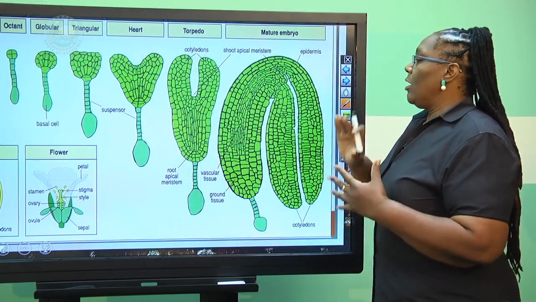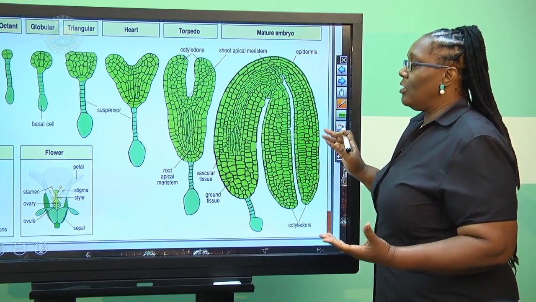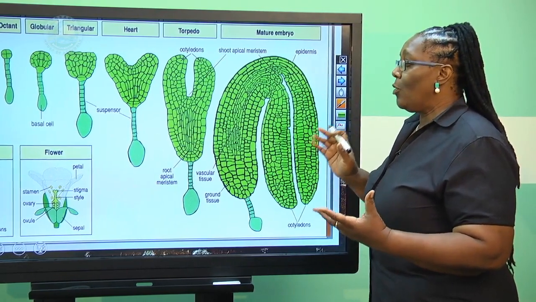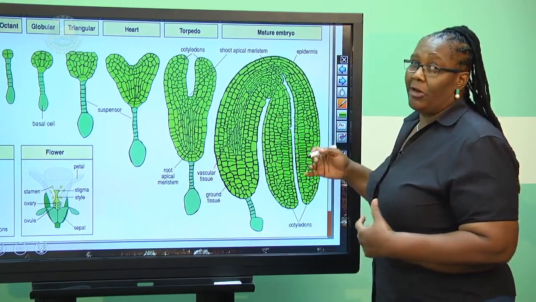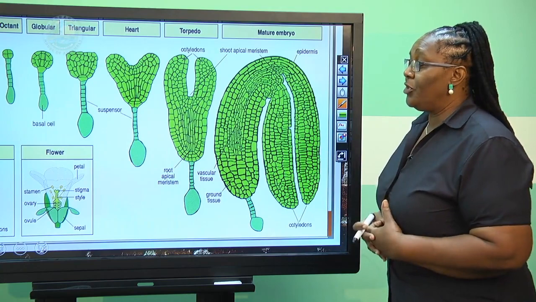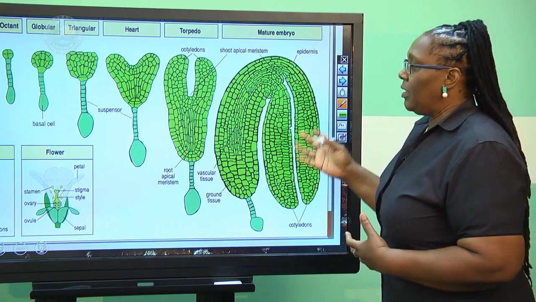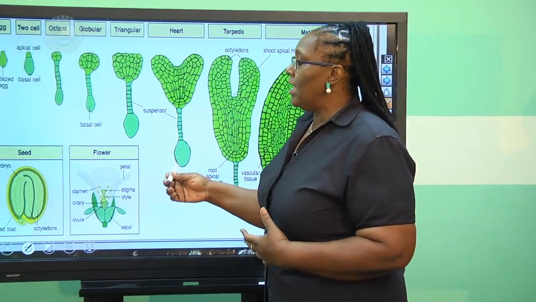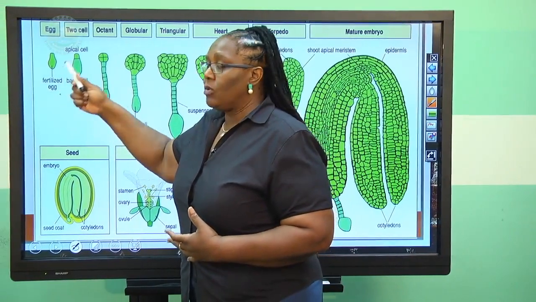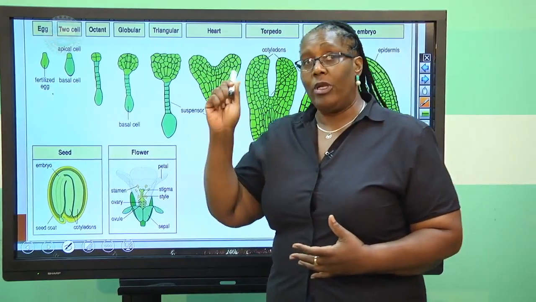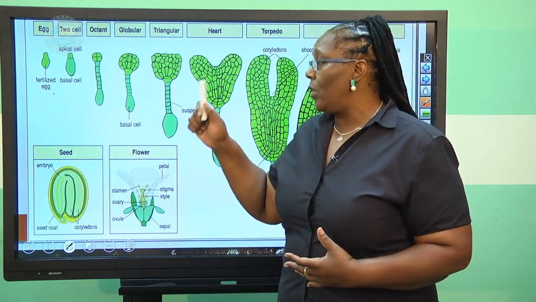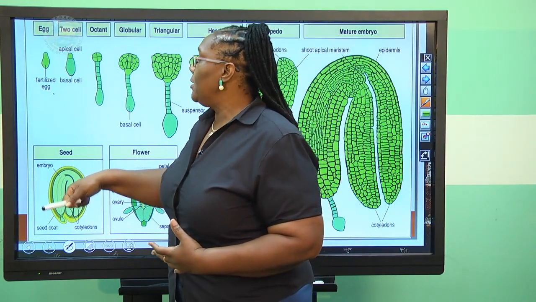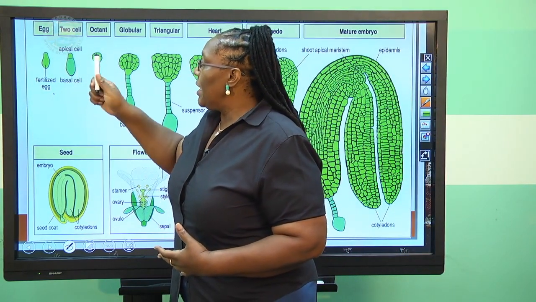Now, you can get a lot more information on this online and so on, but it's not really too important at this stage that you go into great depth. But you need to have an appreciation of the development. So you start off with the fertilized egg, which is what we would have had when the egg cell merged with the nucleus of the male gamete.